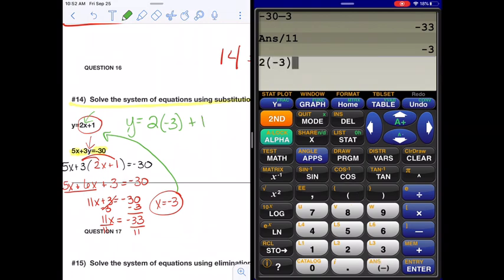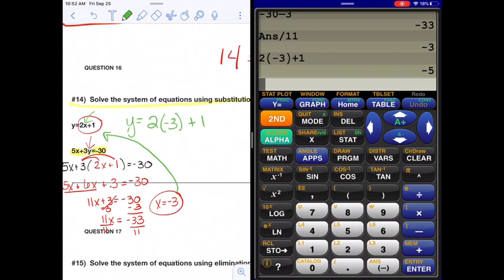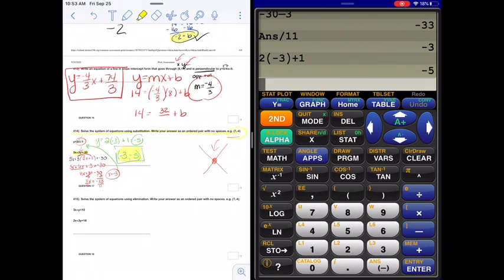Type that into your calculator, and you get -5. So your final answer is (-3, -5). I've got the parentheses around it with the comma in the middle, and that is what you are going to put into Schoology. All right, number 15.